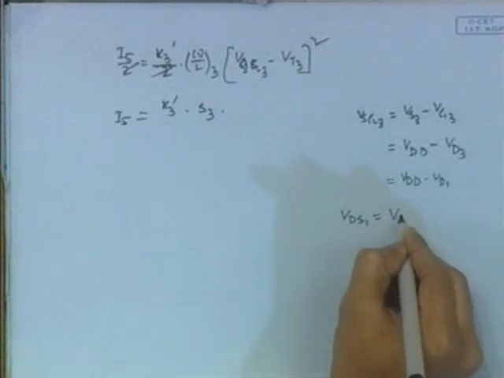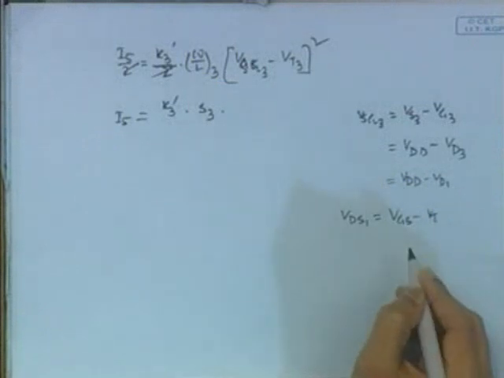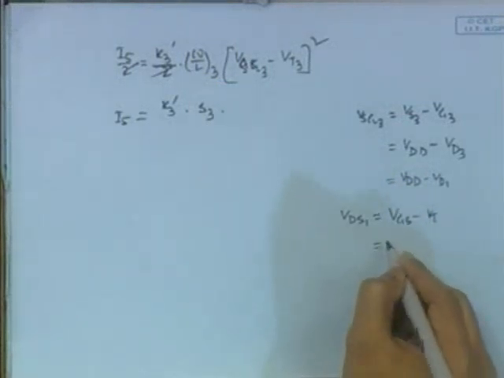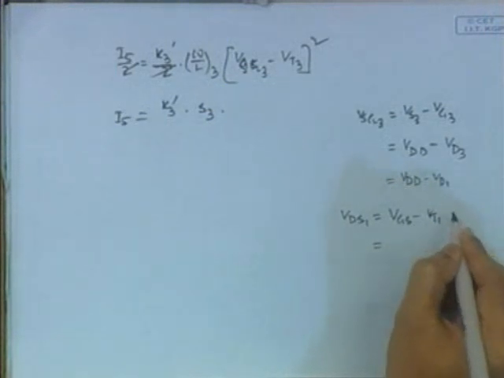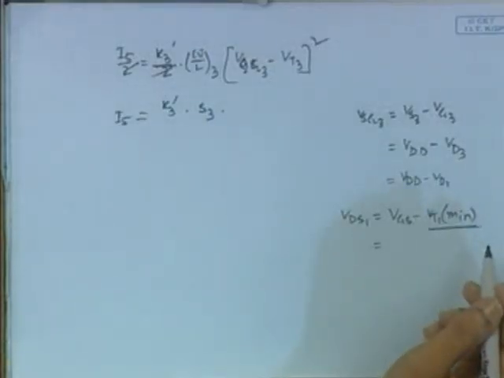Now on the verge of saturation of the M1 transistor, what is the equation? What is VDS1 on the verge of saturation? VDS1 equals VGS minus VT. Because I am trying to find the maximum value of VDS1, I am considering the worst case scenario. The value that should give the maximum VDS1, we should consider. That is why I am putting the value of VT1 minimum.